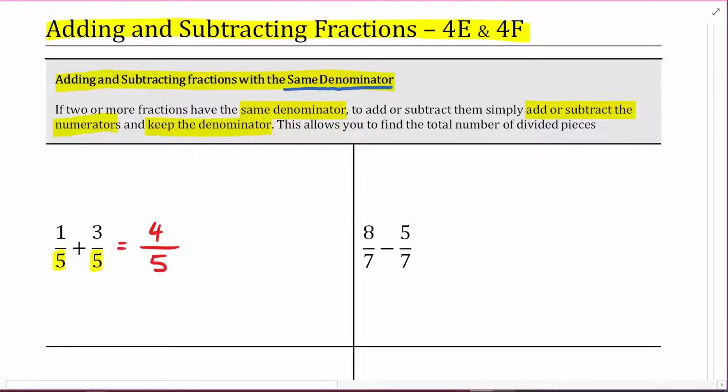Again, what you need to take note of is that the denominators are the same. I've got 7 and I've got 7. Now, this time, we're not adding, we're subtracting. So that means we're now going to subtract the numerators. What's 8 minus 5? 8 minus 5 is 3. Keep the denominator the same. So as you can see, when you're adding and subtracting fractions with the same denominators, it's really quite easy.